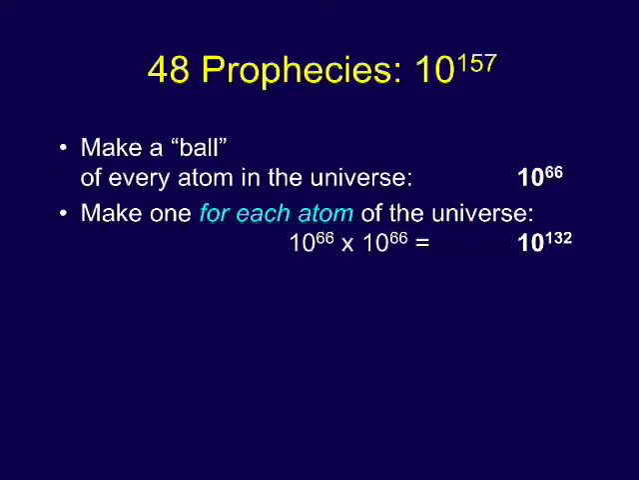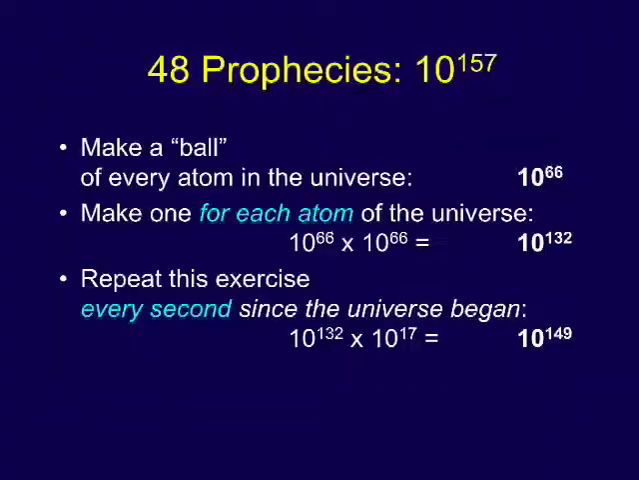Okay, so I'll make such a ball for each atom in the universe. So now I got 10 to the 66th times 10 to the 66th. Well, that's 10 to the 132nd. I'm still far short of 10 to the 157th. Okay, I've got a ball for every atom in the universe consisting of as many atoms as there are in the universe. I'm going to imagine that crazy exercise happening every second since the universe began. Well, that's about 10 to the 17th seconds if you do the math. And now I'm still only 10 to the 149th.